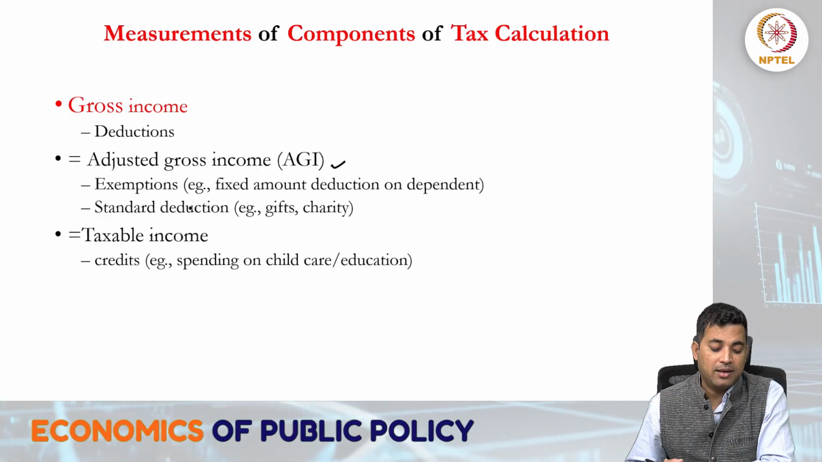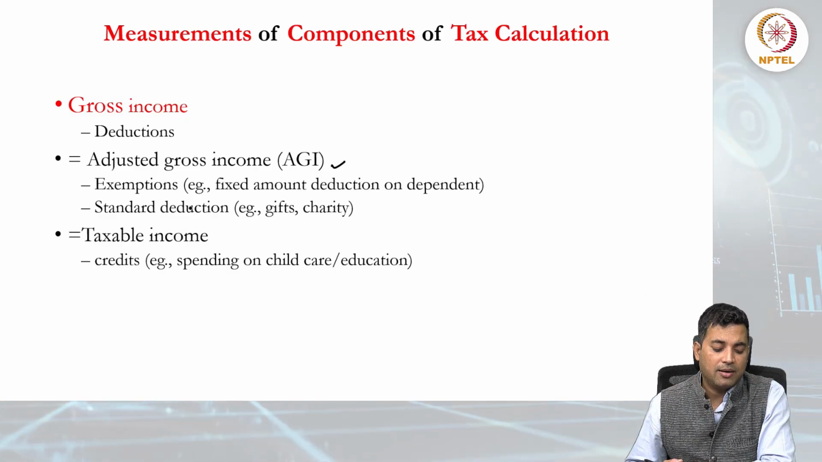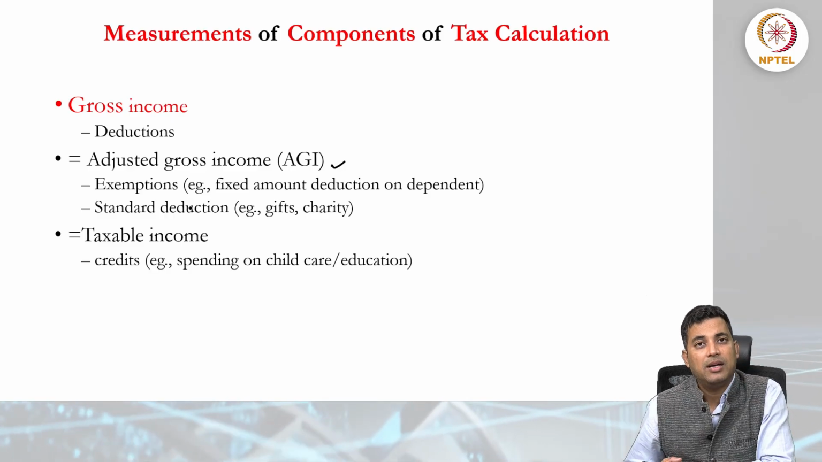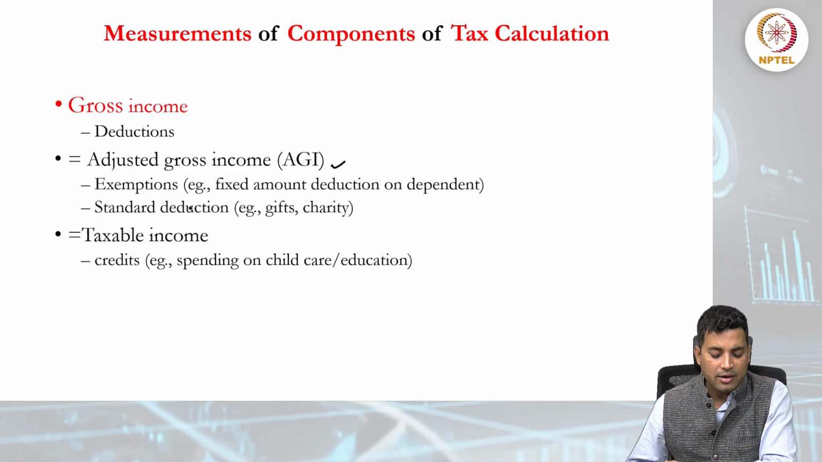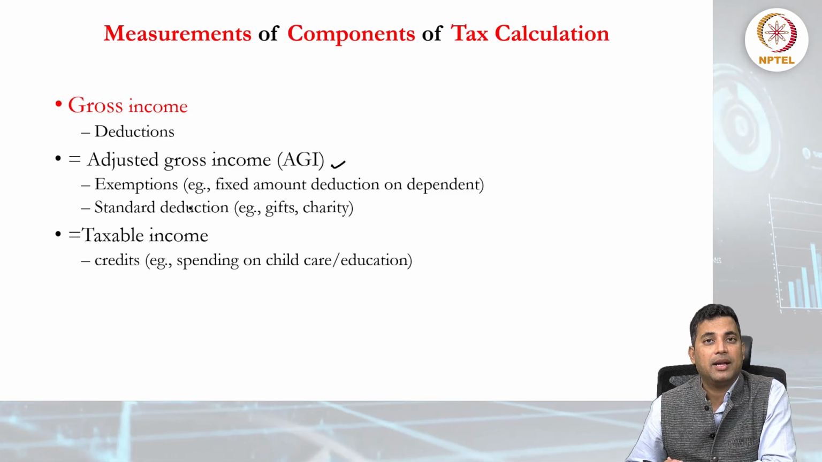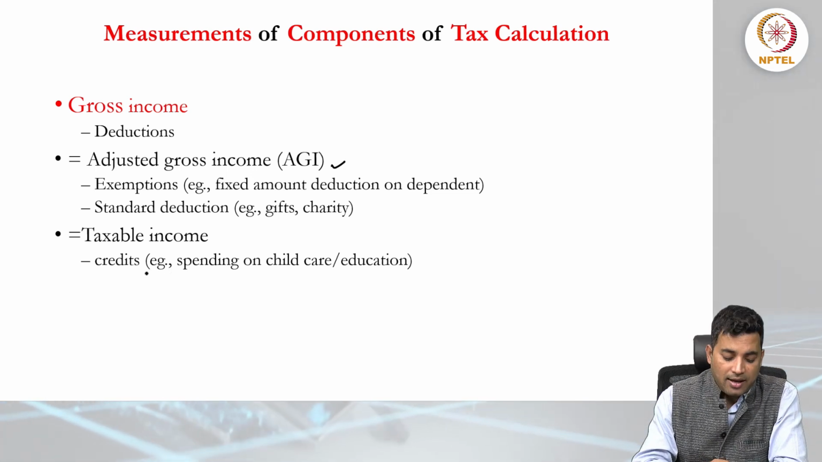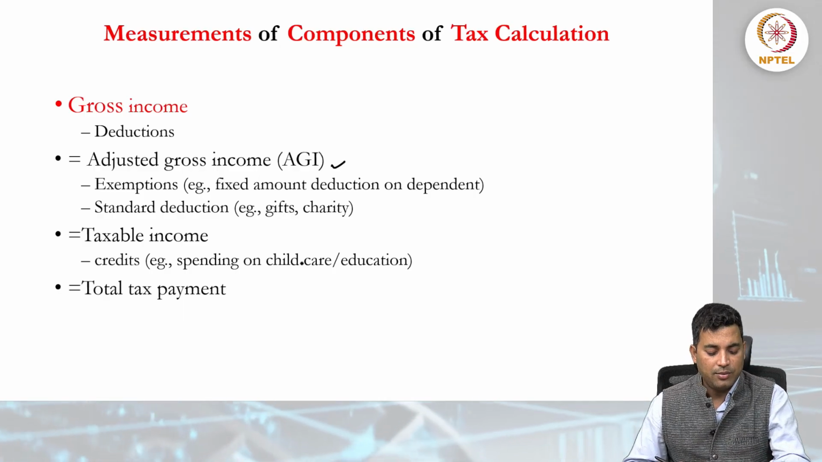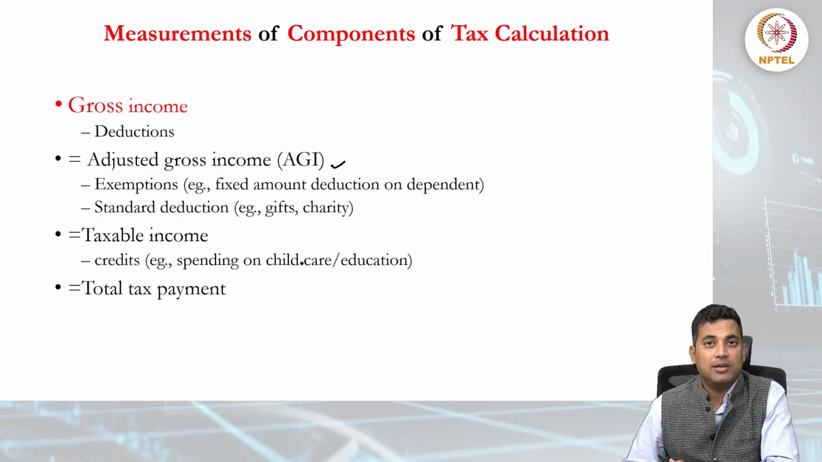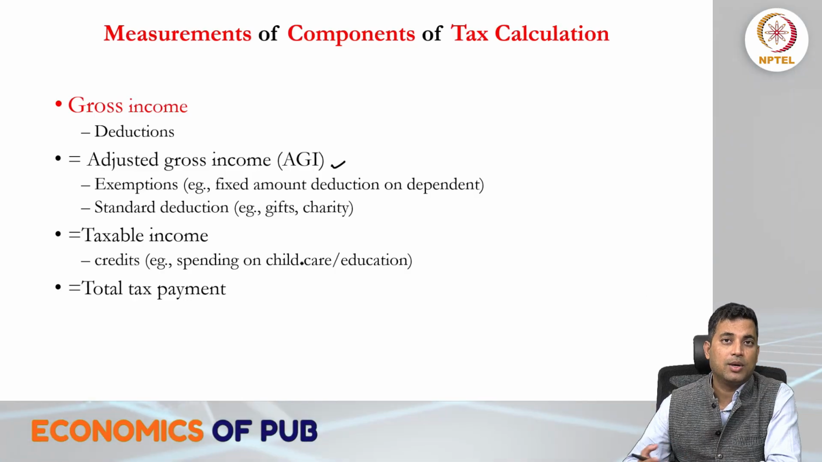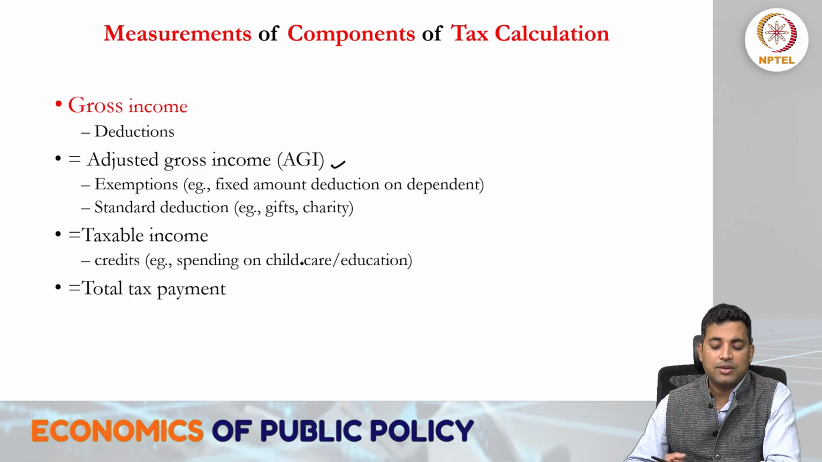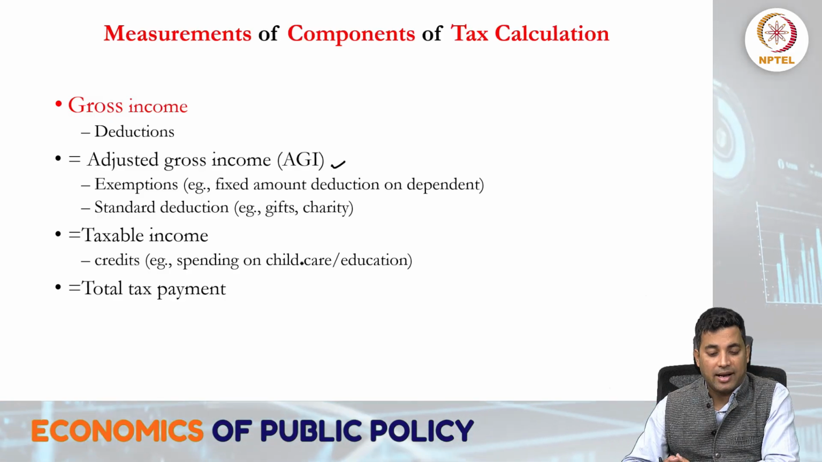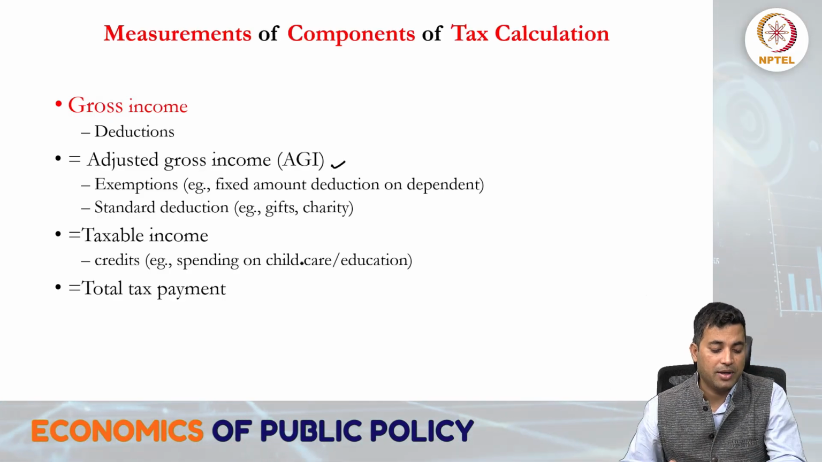So gross income, then we deduct and get the adjusted gross income, then a couple of standard deductions, and then it becomes the taxable income. And after taxable income, if we deduct different credits, like spending on childcare and education, then we get the total tax payment that we spend towards the taxation process. So this is just one way of arithmetically calculating tax from the income component.